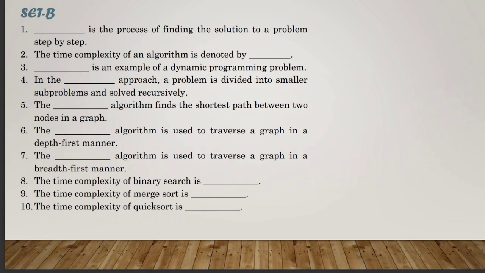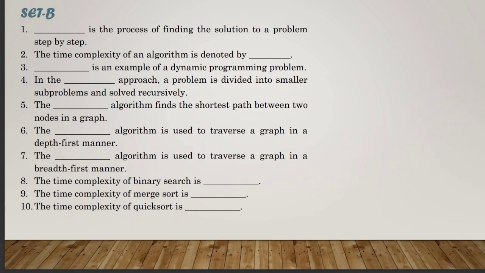Fourth, in the dash approach, a problem is divided into smaller subproblems and solved recursively. The answer is divide and conquer. Fifth, the dash algorithm finds the shortest path between two nodes in a graph. The answer is Dijkstra's algorithm. Sixth, the dash algorithm is used to traverse a graph in a depth first manner. The answer is depth first search.